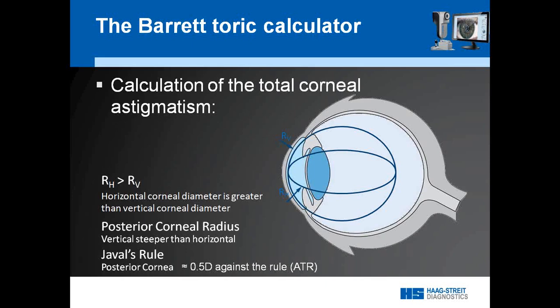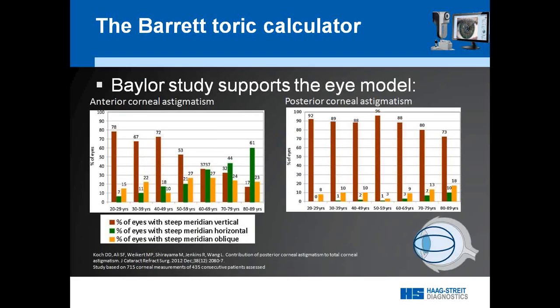And this has actually been proven again in data published by Doug Koch and Li Wang just recently. What they did is they analyzed corneal astigmatism with the Pentacam. On the left side we see the anterior corneal astigmatism, on the right side the posterior corneal astigmatism.